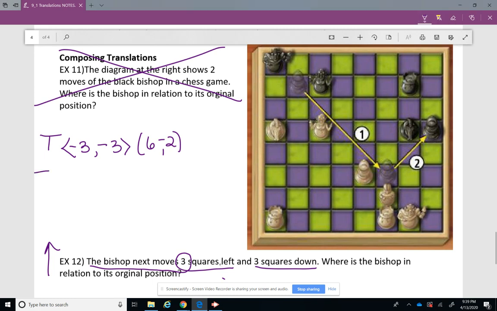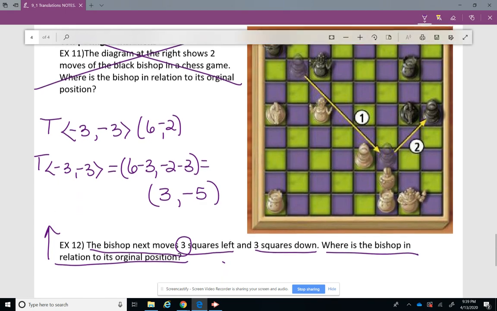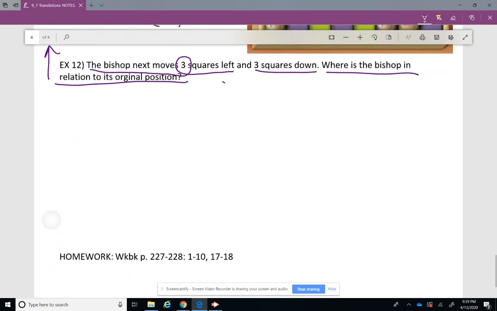All right, so I'm going to translate -3, -3. And when I translate, I'm going to do 6 minus 3 and -2 minus 3. 6 minus 3 is 3, and -2 minus 3 is -5. Where's the bishop in relation to its original position? That's it. 3, -5. So you didn't know when you're playing chess or checkers that you're actually doing transformations.